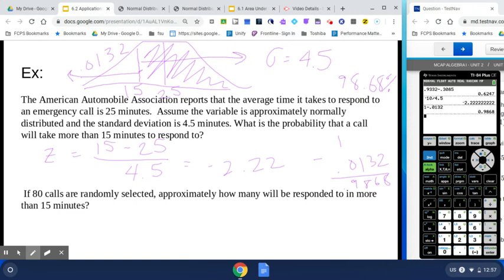So I'm just going to multiply 0.9868 times 80. So in other words, I'm finding 98.68% of 80, and of means multiply. So if we do that, 0.9868 times the 80 calls, it looks like 78.94 calls, or approximately 79 calls, will take 15 minutes or more.